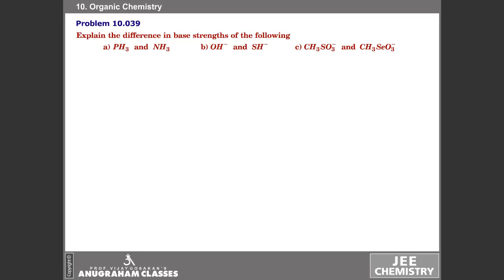You are given set 1: PH3 and NH3, hydroxide and SH minus, CH3SO3 minus and CH3SCO3 minus. We have to compare the base strengths of the compounds.